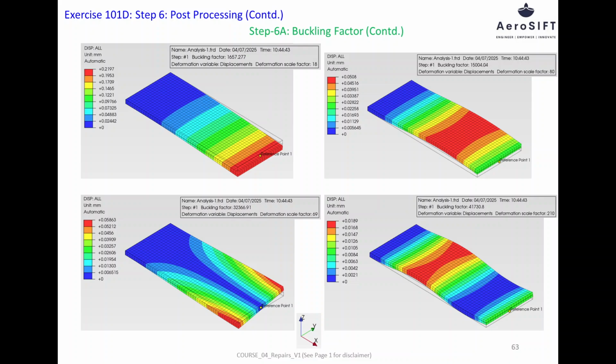Here we can see the different buckling mode shapes corresponding to the buckling factors we observed earlier. Each image represents a mode shape, and the associated buckling factor is shown at the top of each plot. These mode shapes help us understand how the structure is likely to deform when buckling occurs at the respective load multiplier. Mode 1 buckling factor, Mode 2 buckling factor, Mode 3 buckling factor, Mode 4 buckling factor. To switch between these modes, we use the drop-down menu in the post-processing toolbar, as shown in the previous slide.